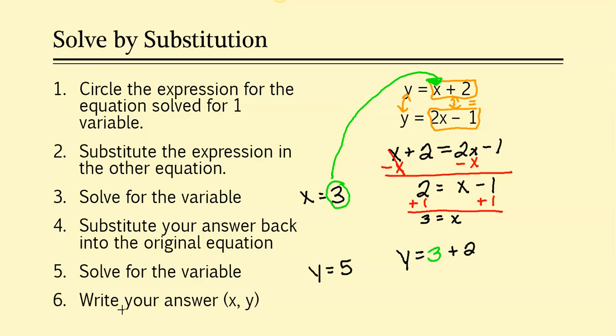Now again, step 6 is to write my answer as an ordered pair. I want to make sure I put x first. This time we did solve for x first, so that makes it a little easier. So I have 3 for x, comma, 5 for y, put it in parentheses, and there is my solution by substitution.